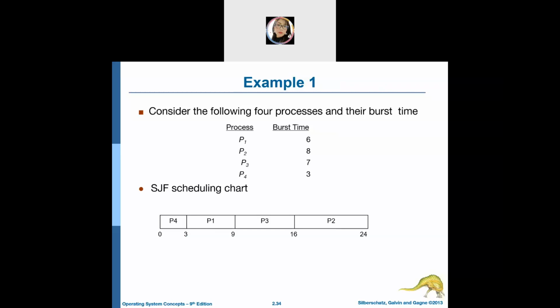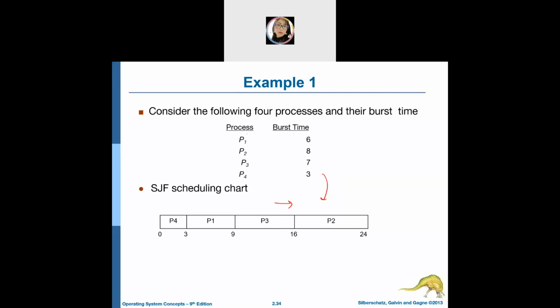Okay, example number one. You have 4 processes and you are given the burst time already. You will need to draw, similar to FCFS, the scheduling chart. But for this one, you follow the shortest to the longest.